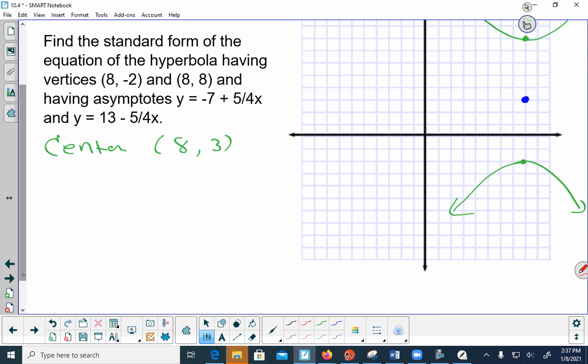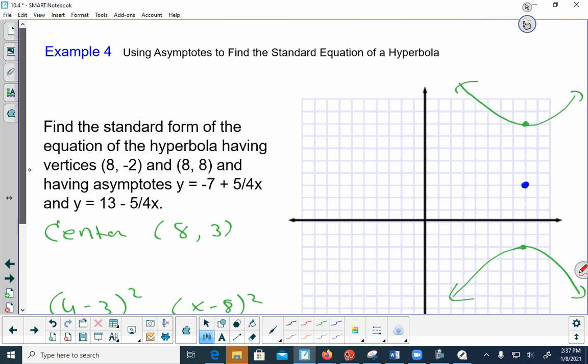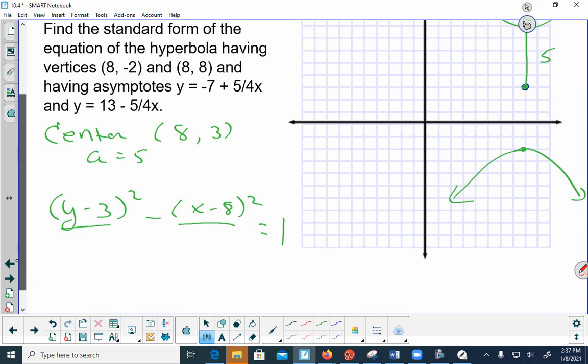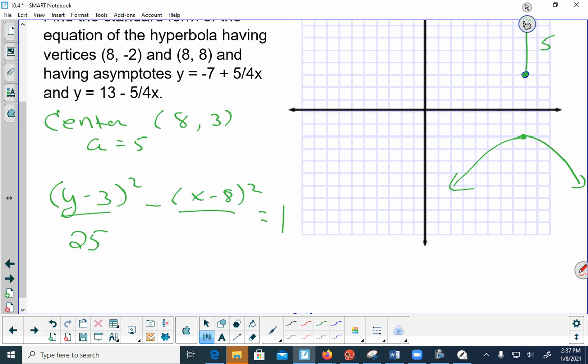So I am going to do y minus 3 squared minus x minus 8 squared. So I have that much, and then always equal to 1. I know that the distance between my center and my vertex is 1, 2, 3, 4, 5 units. So I know that my a is 5, so I know I'm going to put 25 here. So that's what I know just based on the vertices being at 8, -2 and 8, 8.